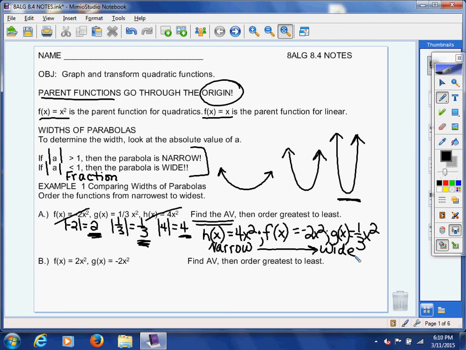Okay, so let's do B, and I'll leave the other 2 for you to try. So we want to take the absolute value of 2, absolute value of -2. Well, we have a little peculiar situation here. We found their absolute values, but they have the exact same absolute value. So what does that tell you? They have the same width. One's not more narrow than the other. They have the same exact width. They just open up different directions, but that doesn't mean their widths are different. So when they both have the same absolute value, they are equally wide, okay?